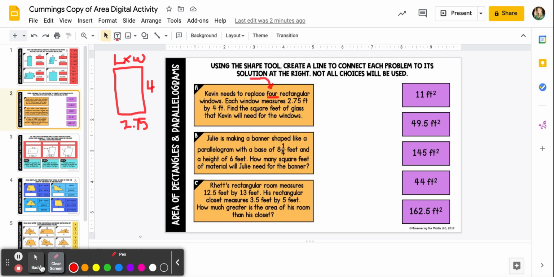The next one, it says Julie is making a banner shaped like a parallelogram with a base of 8 1/4 feet and a height of 6 feet. How many square feet of material will she need for a banner? Remember, for this one, area equals base times height. Base times height.